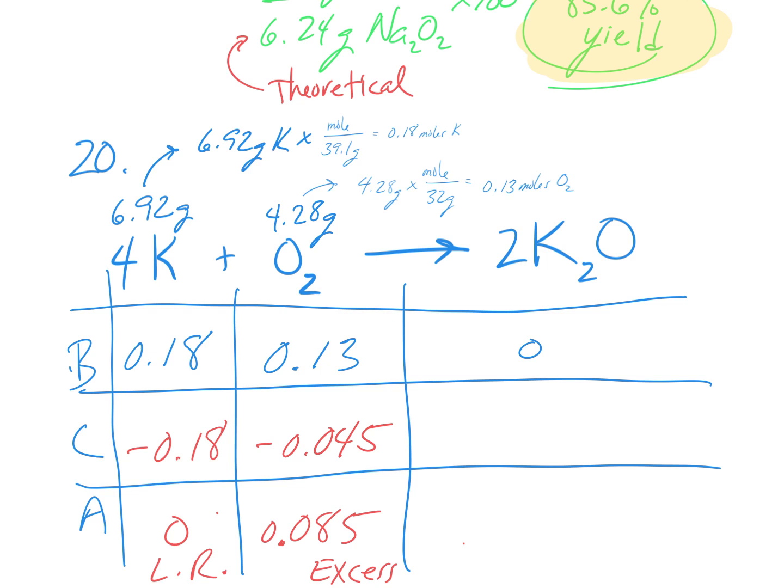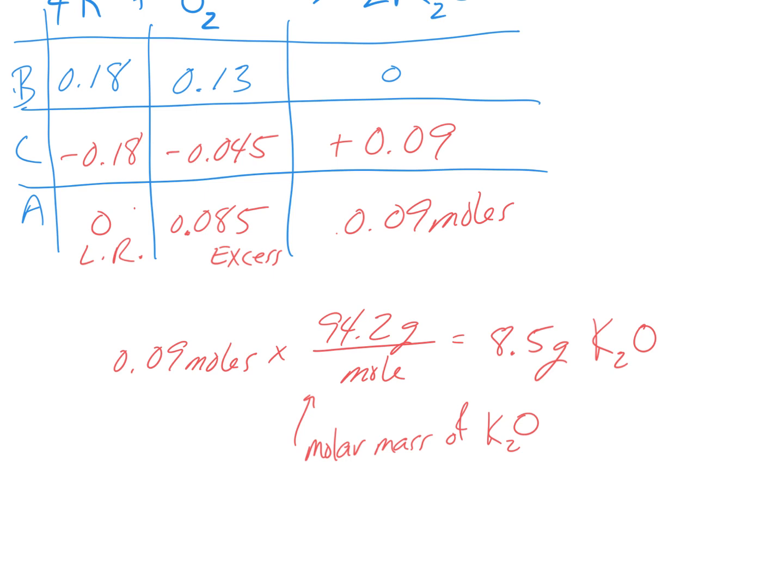So let's write that down. So 1/2 of 0.18 is going to be 0.09. I'm going to make 0.09 moles of potassium oxide. All right. How many grams is that? We've got to do that calculation. So let's run that calculation. Okay, so if we made 0.09 moles of potassium oxide, that's going to be 8.5 grams of potassium oxide.